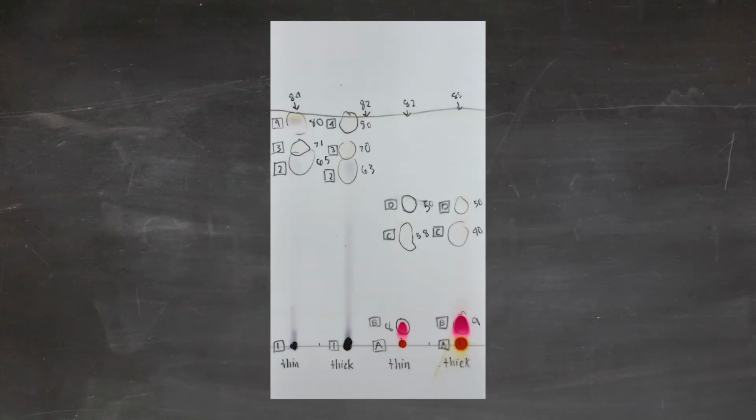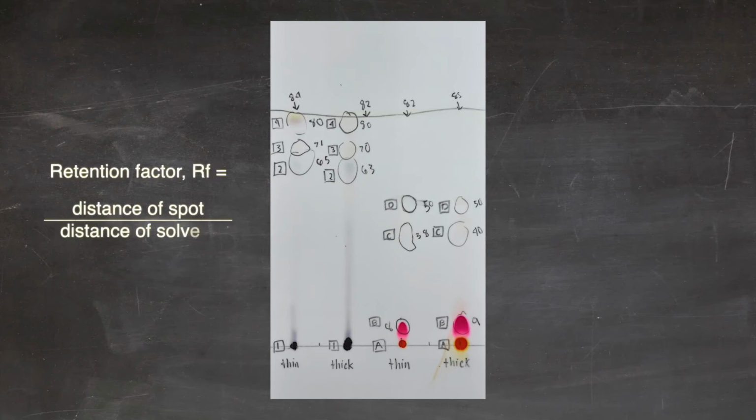Here is a test run I did with black marker on the left and red marker on the right. After chromatography, we use a pencil to trace the line of the solvent, called the solvent front, and we also encircle the spots. We can describe the individual spots using the retention factor, which is the distance traveled by the spot divided by the distance traveled by the solvent.